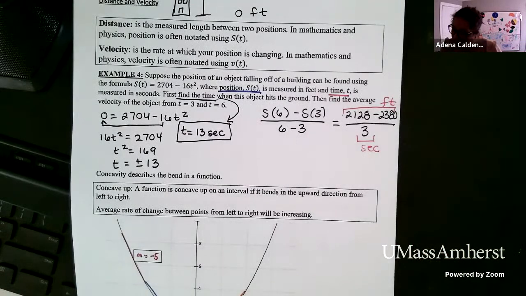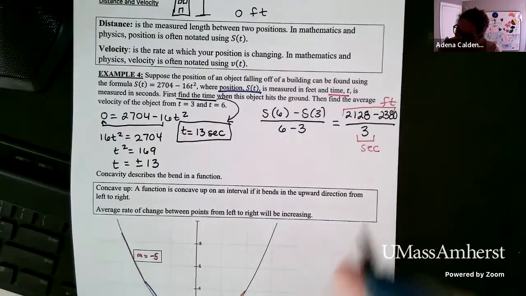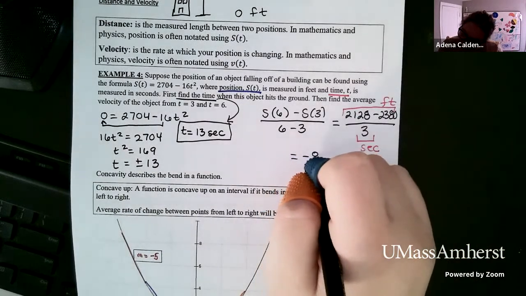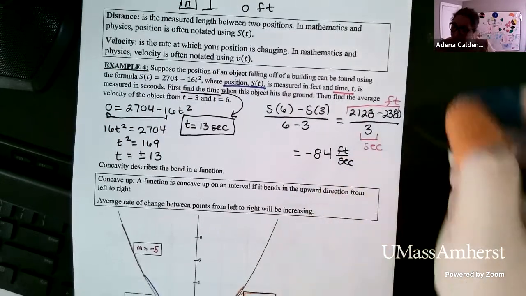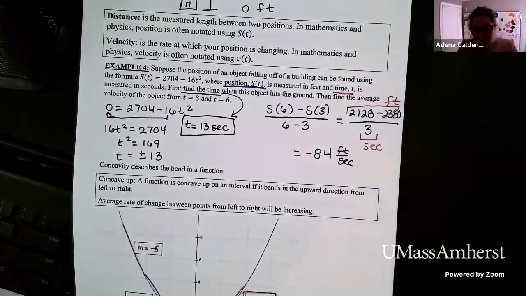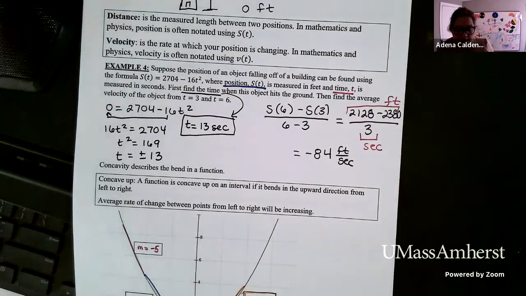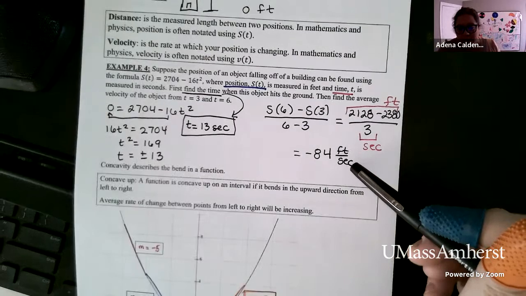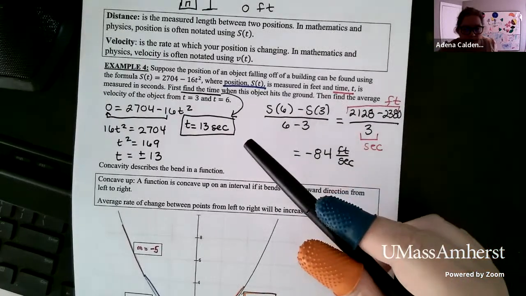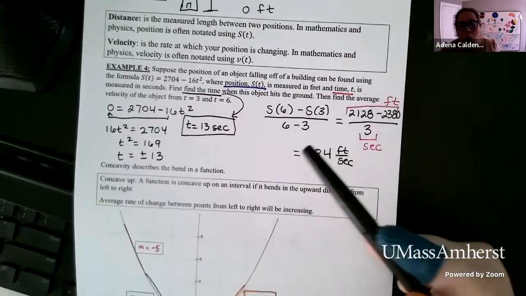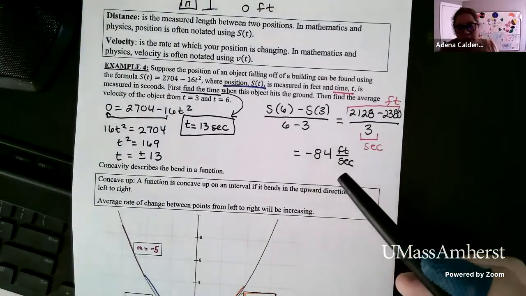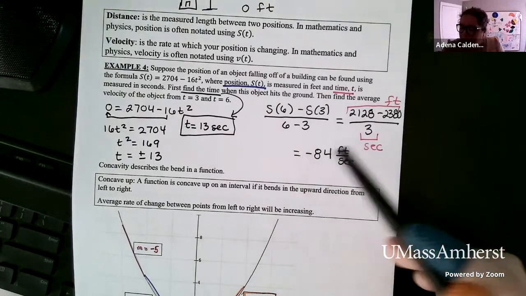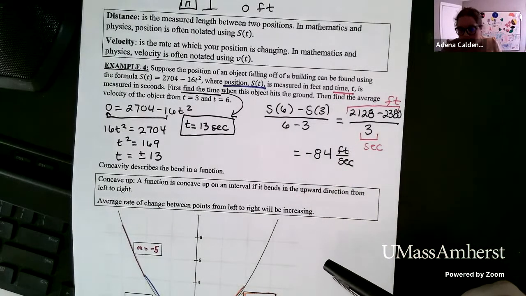Okay, so now when we crunch this number in our calculator, we are going to get negative 84 feet per second, right? Because feet was on top, seconds were on the bottom. That means that as this object is falling, it falls 84 feet every second that it falls between time equals 3 to time equals 6 on average, right? The negative in physics is going to indicate a direction. So that's the downward direction. And that's how much it's changing each second on average.